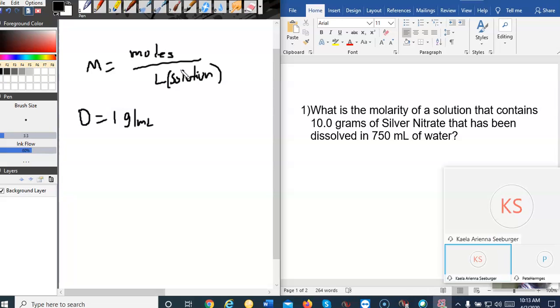I think I have it when you guys are ready. Let me just check something real quick. Okay, so you have to convert the grams of silver nitrate into moles. You have 10.0 grams of silver nitrate, and then you have to get the molecular weight of silver nitrate. That's about 170, rounding it up a little bit.